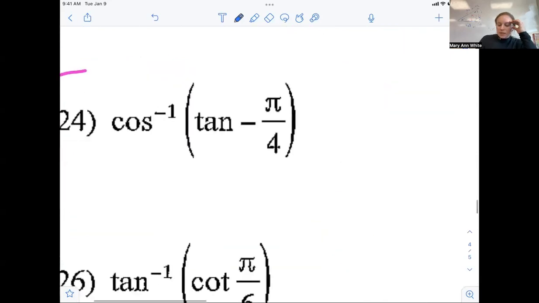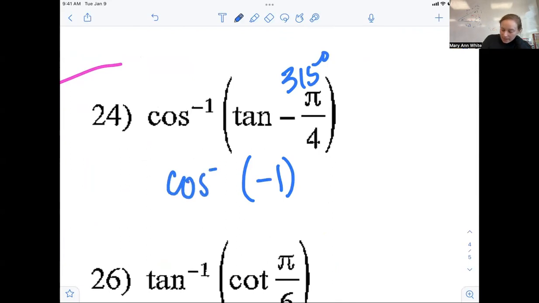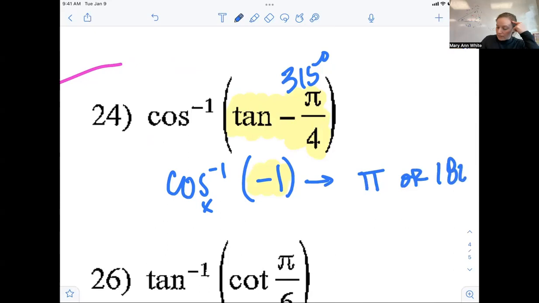Okay. So a tangent of negative pi over 4, that's just the 45-degree angle in the 4th quadrant. That is the same thing as 315. And so tangent of any 45-degree angle is going to be 1. But since I'm in the fourth quadrant, tangent will be negative. So tangent of negative pi over 4 is the same thing as negative 1, and then inverse cosine of that. What angle has an x of negative 1? That is pi or 180.